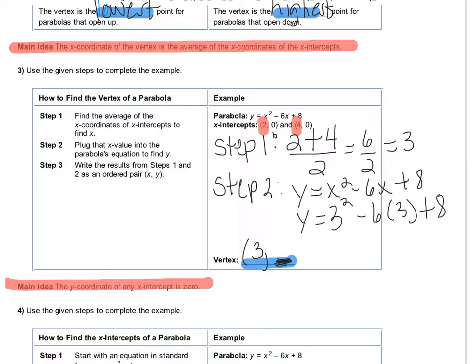Okay, you put that in your calculator just how you see it. When you get done, you'll get y equals negative 1. So my vertex is the point 3, negative 1, and just like that, you're done. It said write the results from step 1 and step 2 as an ordered pair. We just did that right here. That's all that meant.